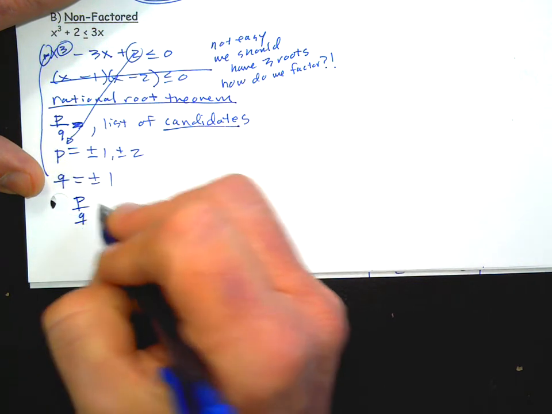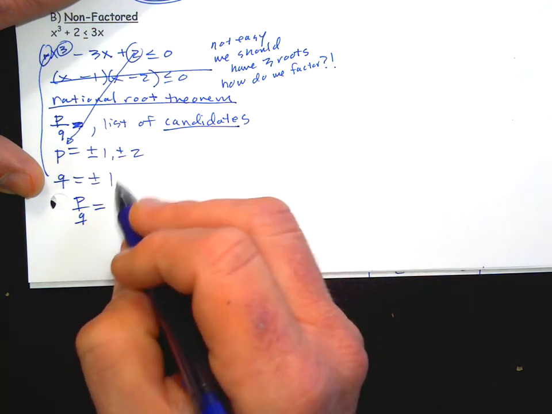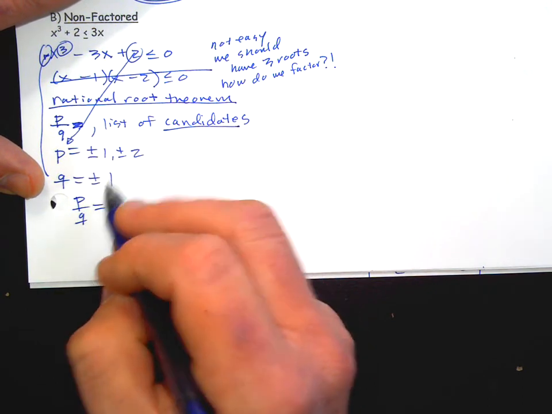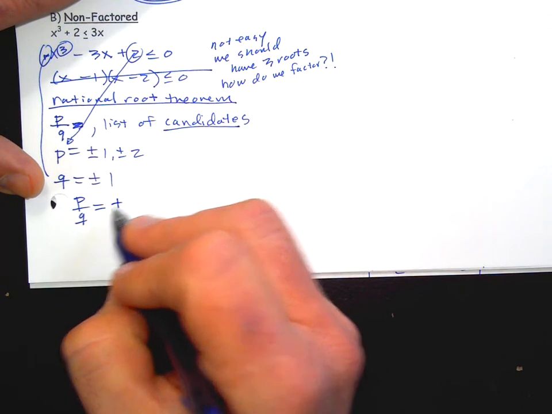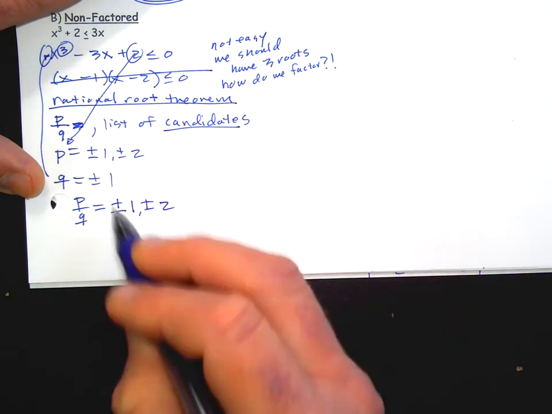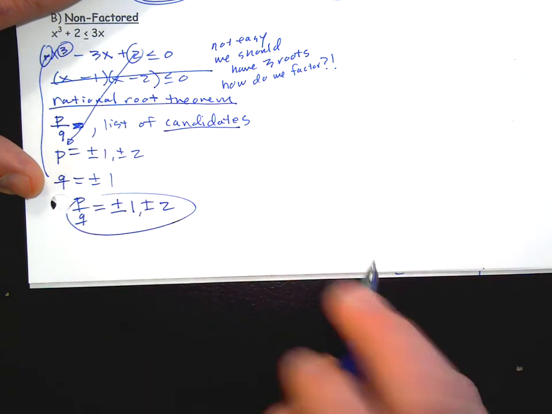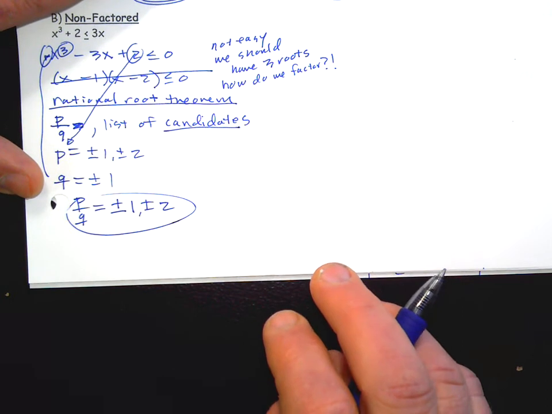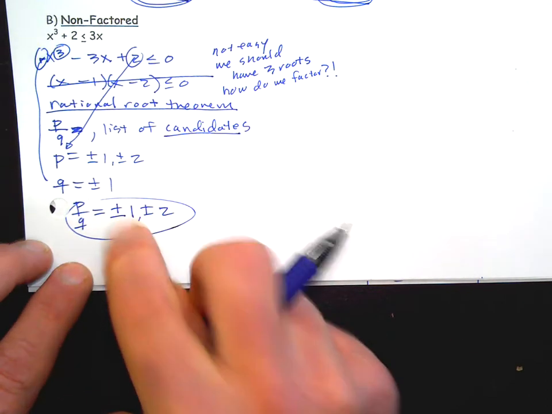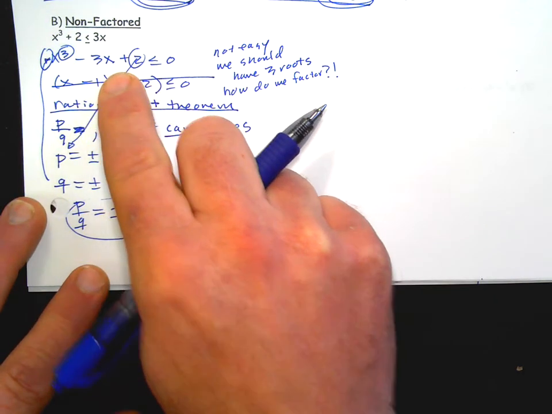Now, p over q is a list of all the possible ways of combining these. So 1 over 1, -1 over -1, 2 over 1, -2 over -1. What's going to happen is it's just going to be plus or minus 1, plus or minus 2, because dividing these by positive or negative 1 gives you plus or minus 1, plus or minus 2. So this is our list of possible values. Now we don't even know if any of these are going to work. Any of these might work if it has rational roots.